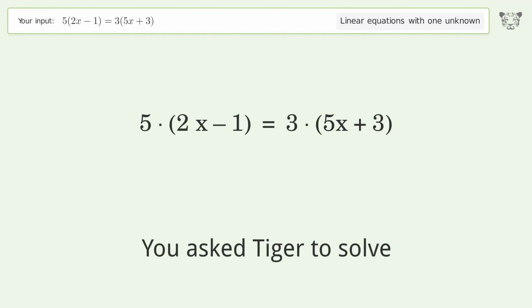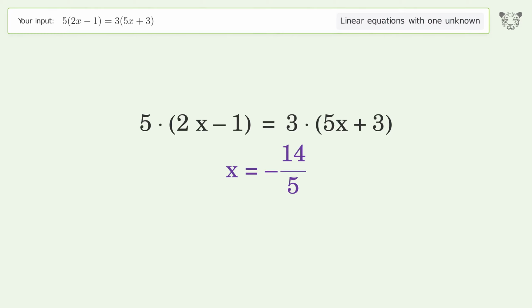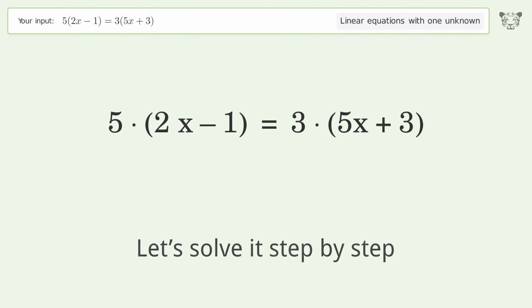You ask Tiger to solve. This deals with linear equations with one unknown. The final result is x equals -14/5. Let's solve it step by step.